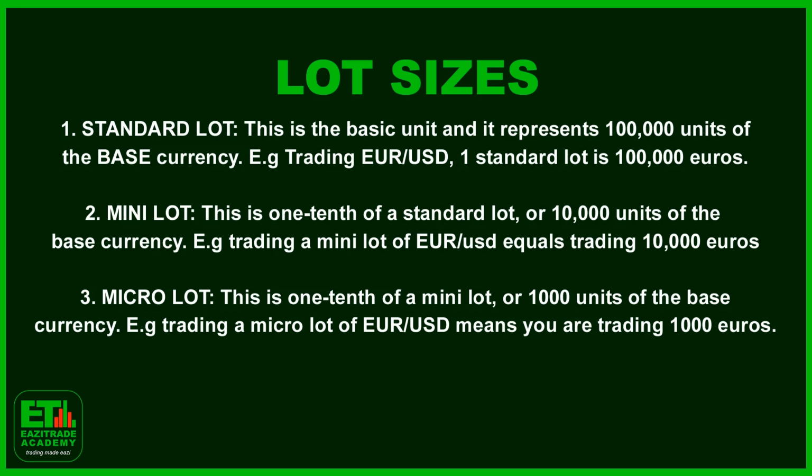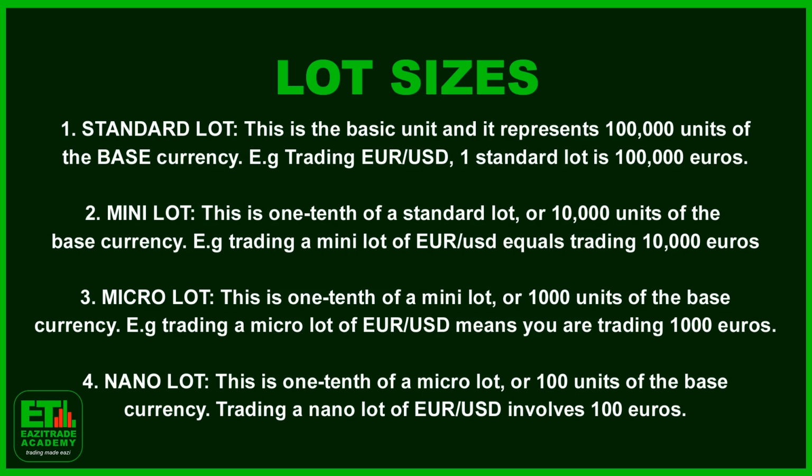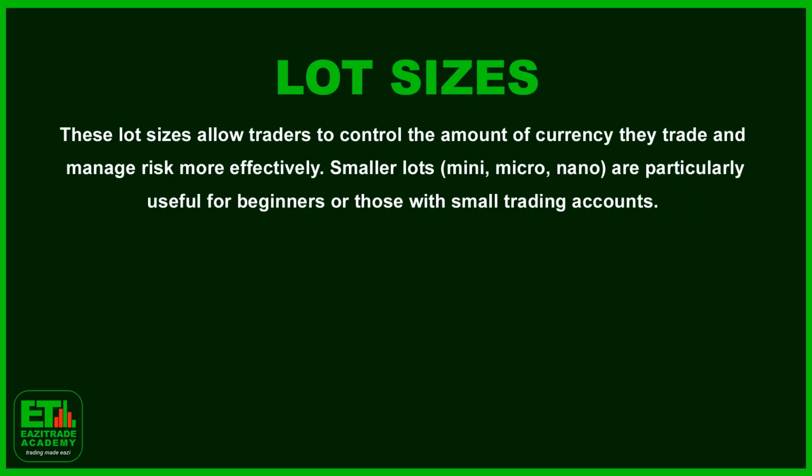Now the last on the list, which is not commonly used, is called nano lot. This is 1/10 of a micro lot, or 100 units of the base currency. Trading a nano lot of Euro USD involves 100 euros. These lot sizes allow traders to control the amount of currency they trade and manage risk more effectively.